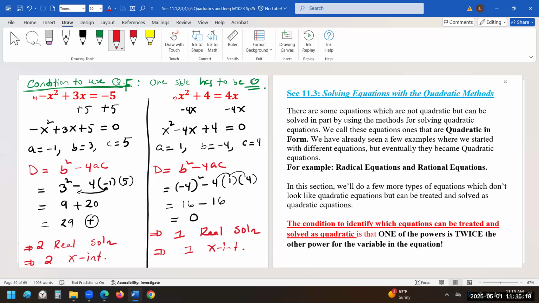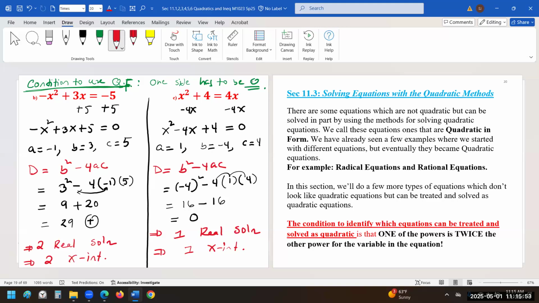What do I mean by quadratic methods? Quadratic methods mean either we can factor and solve, or you can use the complete the square method and solve, or you can use the quadratic formula and solve. So whatever way we can solve a quadratic equation, we can solve these weird looking examples the same way. For example, if you have a radical equation or a rational equation, they don't look like quadratics, but as long as they satisfy one condition, we can solve them using quadratic methods.